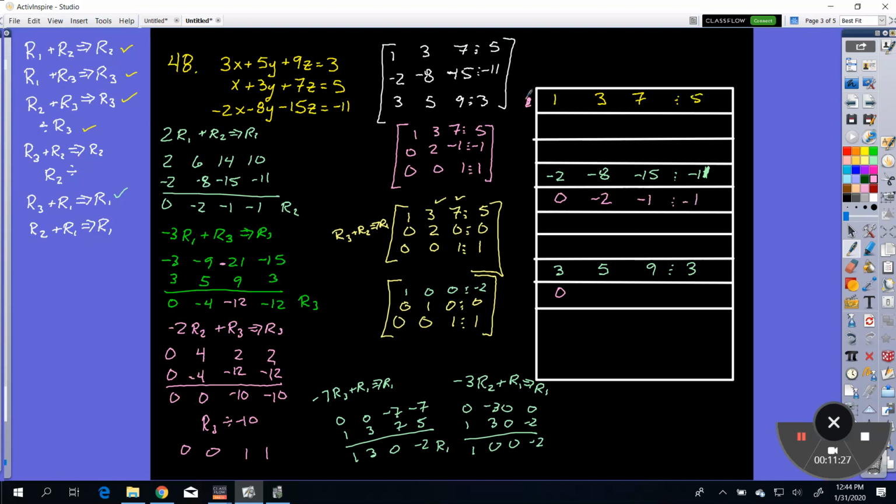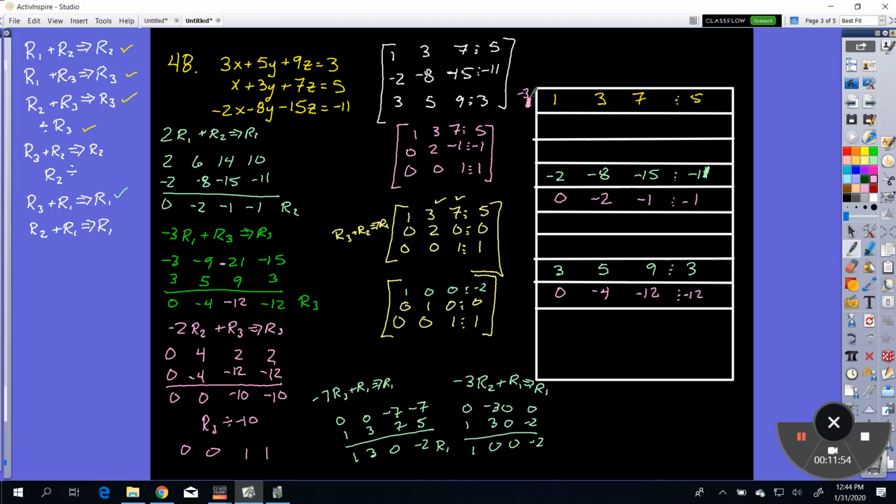Now I'm going to multiply it by negative 3. Negative 3 times 1 is negative 3. Add it to 3 is 0. Negative 3 times 3 is negative 9. Add it to 5 is negative 4. Negative 3 times 7 is negative 21. Add it to 9 is negative 12. Negative 3 times 5 is negative 15, plus 3 is negative 12.